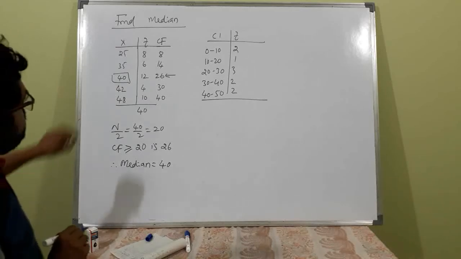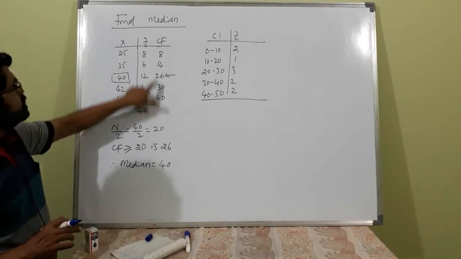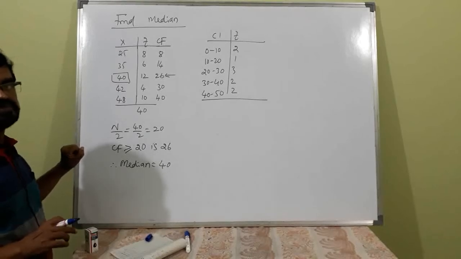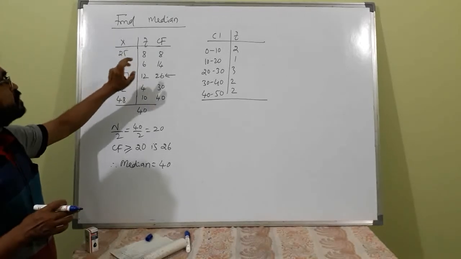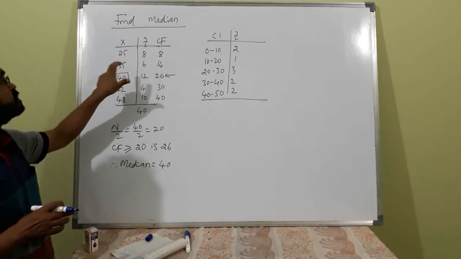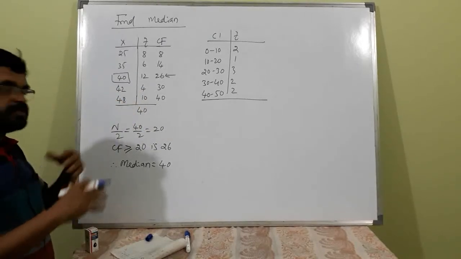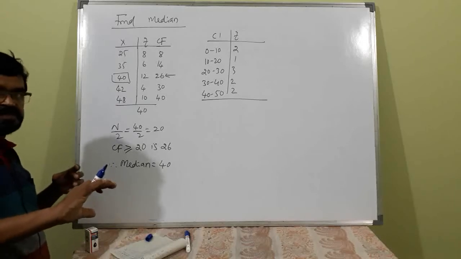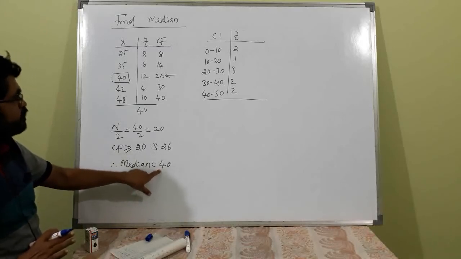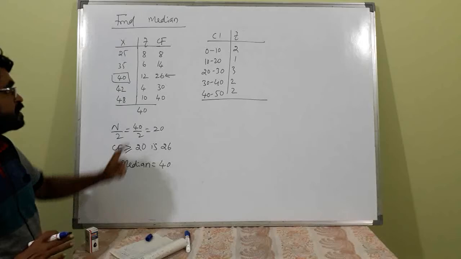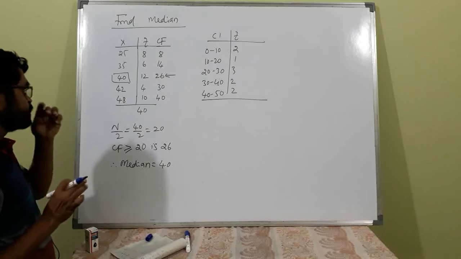That means if you arrange the data in ascending order, what do you mean by this? 25 repeats 8 times. Suppose you have a distribution in which there are 8 25s, 6 35s, 4 42s, 10 48s, like that. They are mixed. If you frame the array, then the middlemost value will be 40. There are 12 40s, so 40 will be the median value.